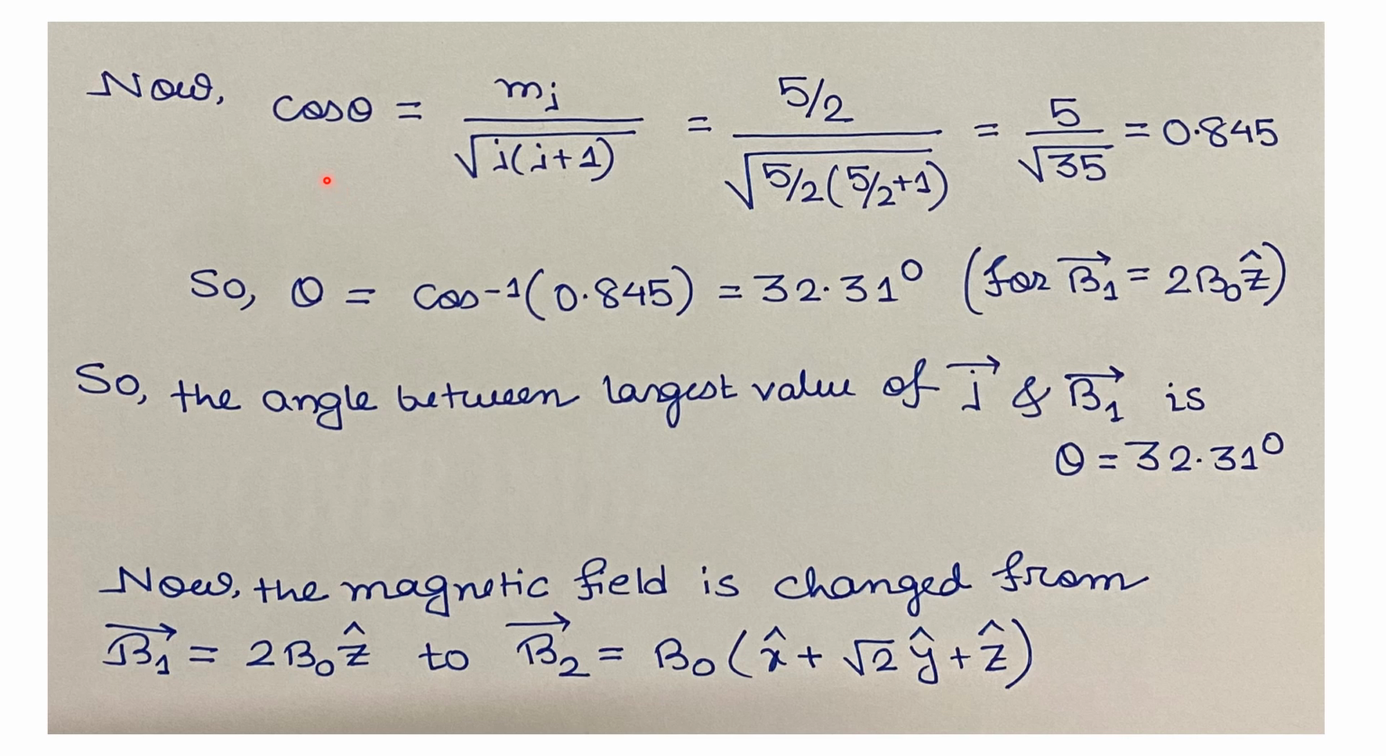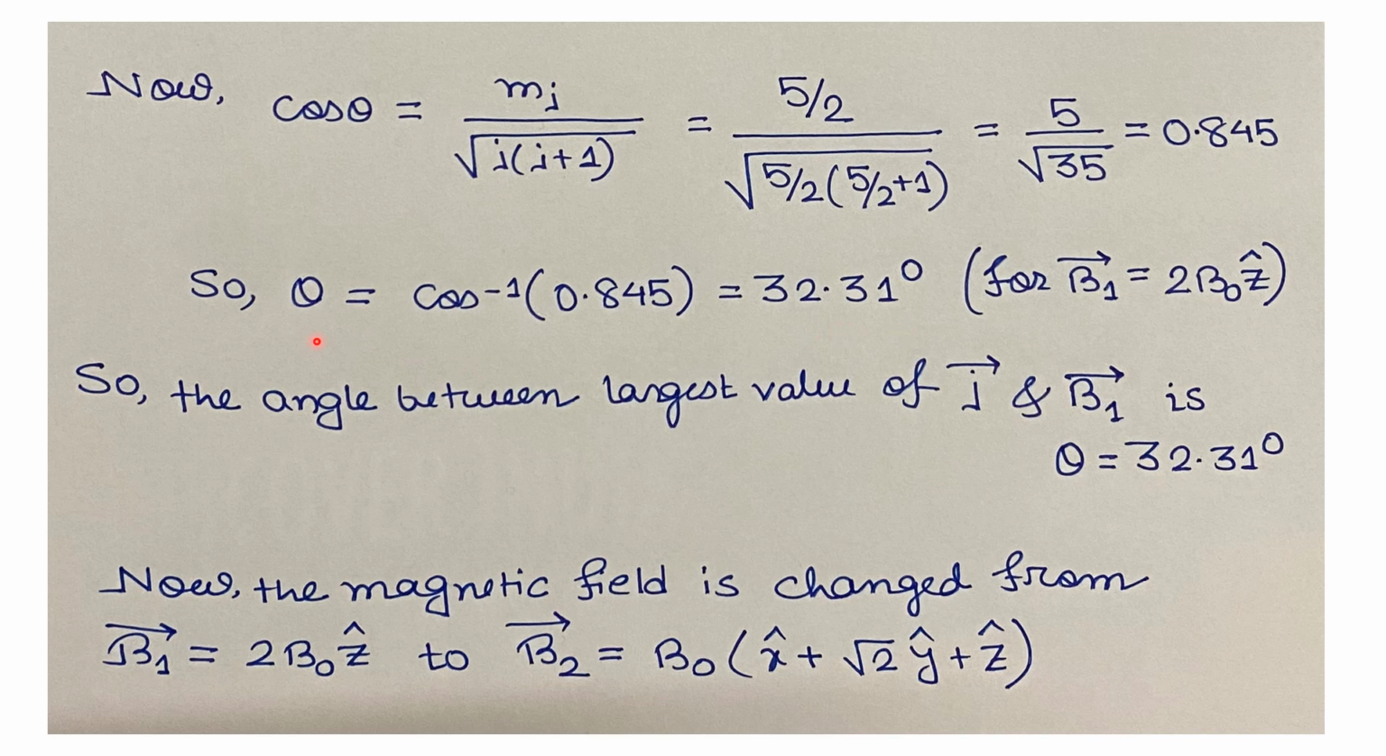What we have is cos theta equals Mj divided by root over J into J plus 1. Now from the previous slide, we have the value of J equals 5 by 2 and Mj value equals 5 by 2. If we put that, we'll get 5 by 2 divided by root over 5 by 2 times 5 by 2 plus 1. So it will give 5 by root over 35, which leads to 0.845. So our theta is cos inverse 0.845, that is 32.31 degrees.